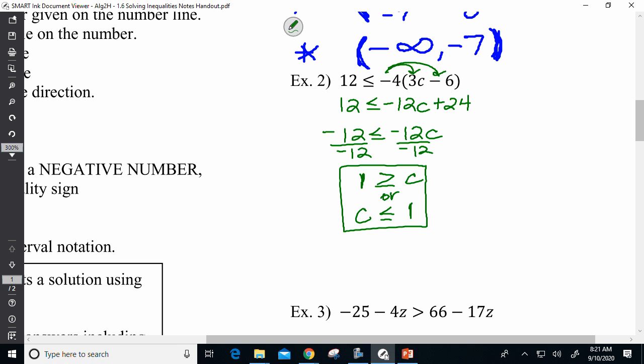Now we graph it. Put your 0, put your 1. So less than or equal to, I'm using the one that has the variable coming first. Less than or equal to, you put a closed circle on the 1. And then less than or equal to means you shade to the left. You shade to the left.